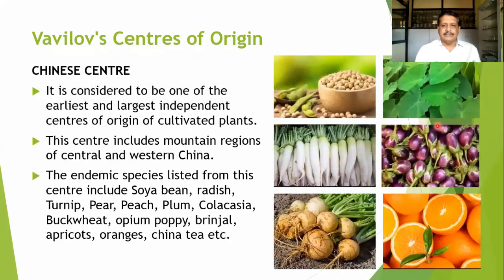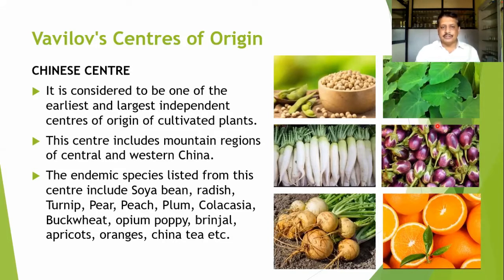In the world there are about 8 Vavilov centers of origin. The first center is considered the Chinese center of origin. It is considered one of the earliest and the largest independent centers of origin of cultivated plants. This center includes mountain regions of central and western China.